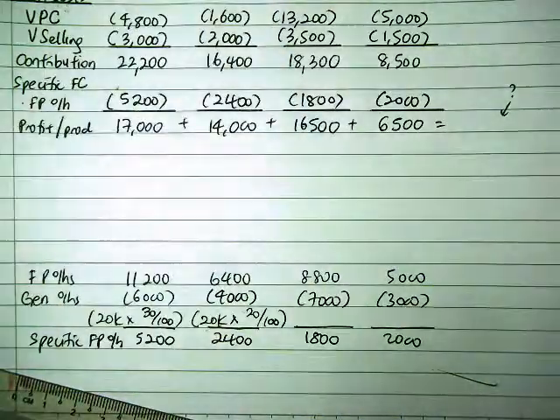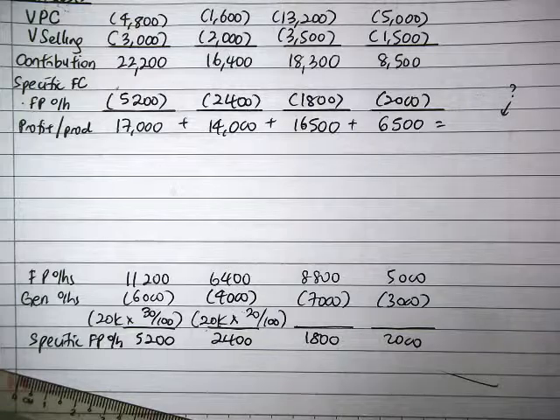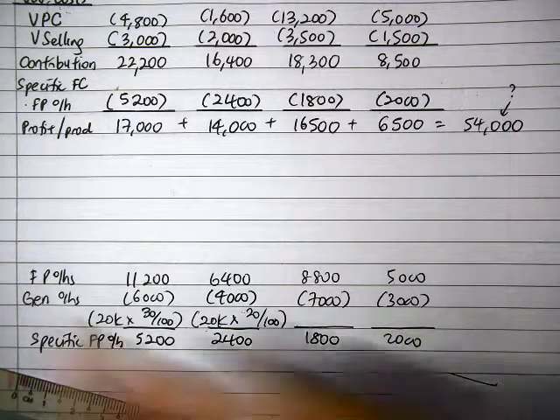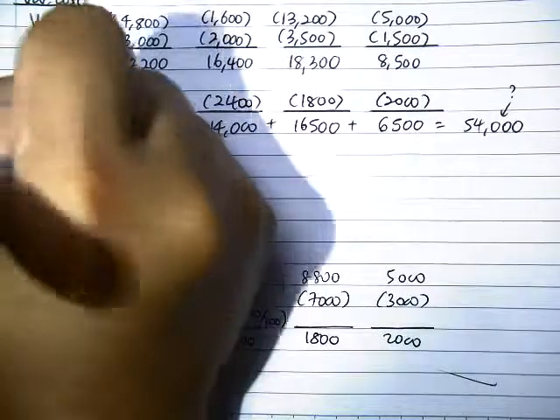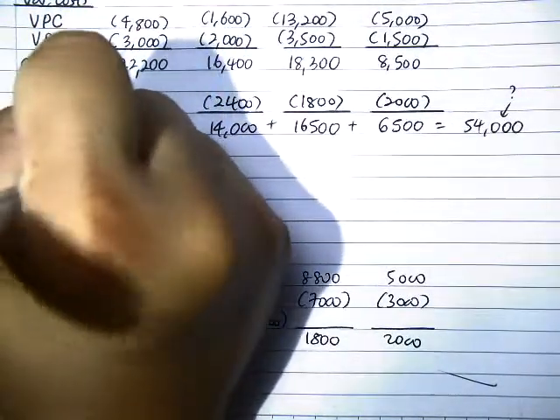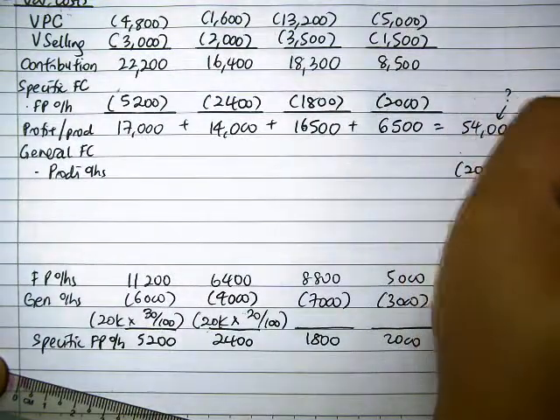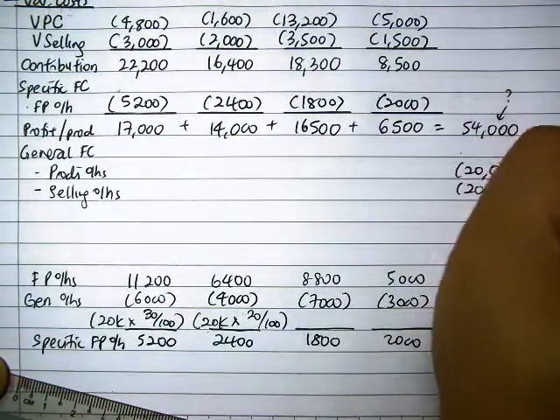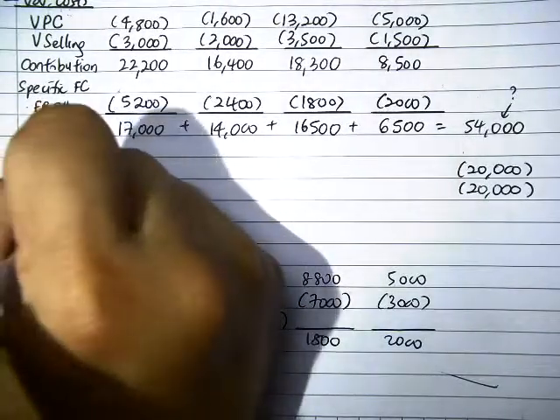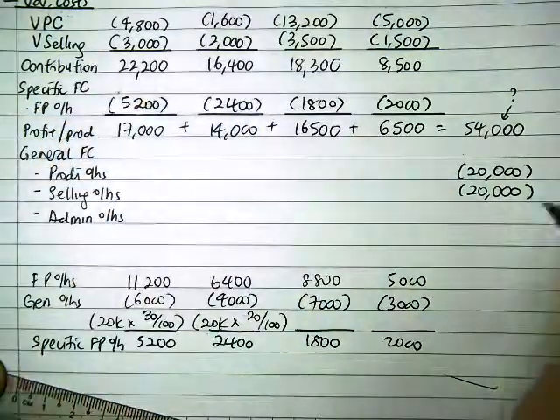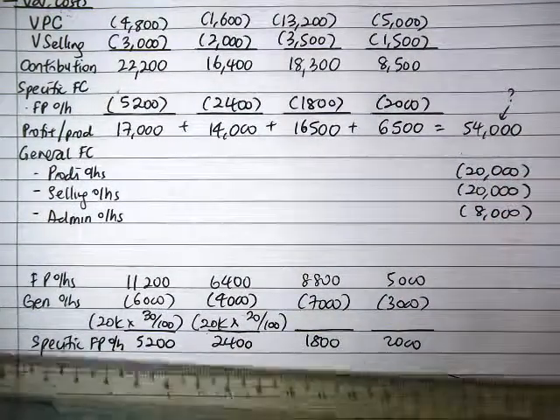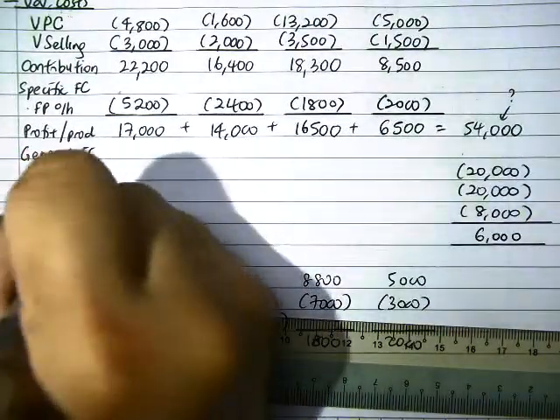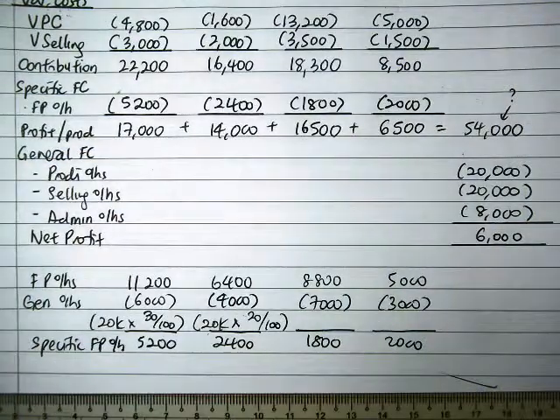Okay. Now, in total, my specific profit is 54. My general fixed cost for production overhead, they mentioned, is 20. Then for the selling overhead, also 20. Then finally the admin overhead is 8. Now you get back to 6,000, the net profit in total.